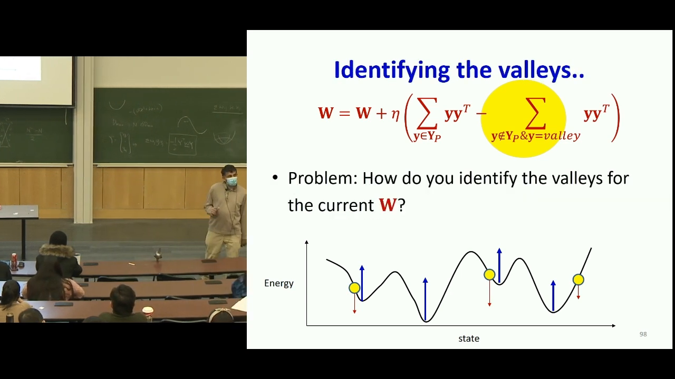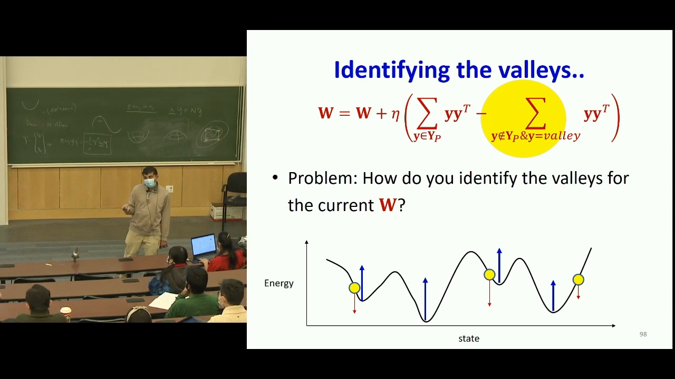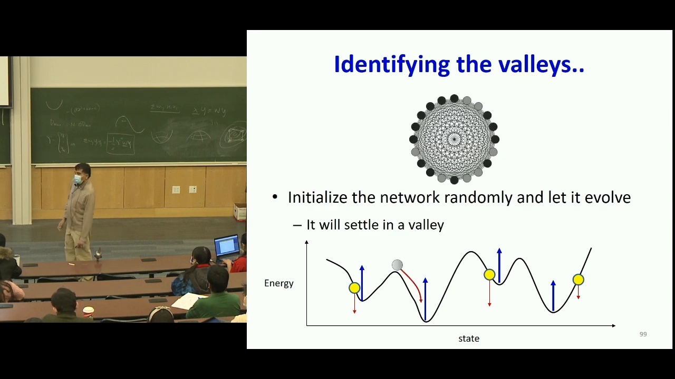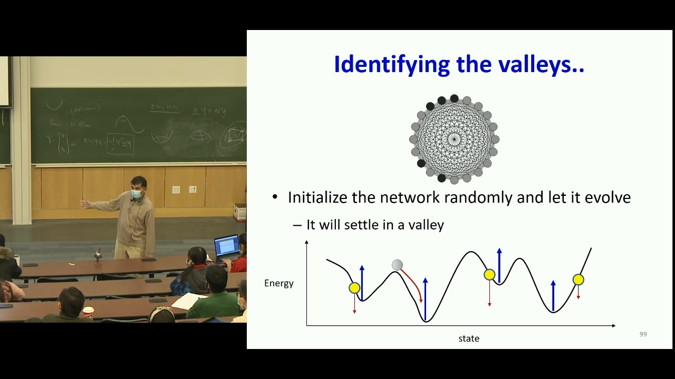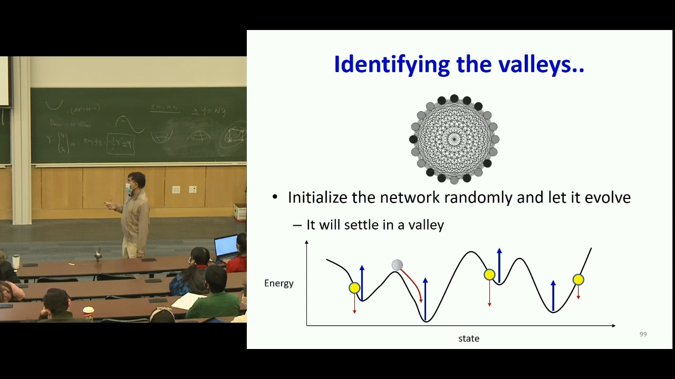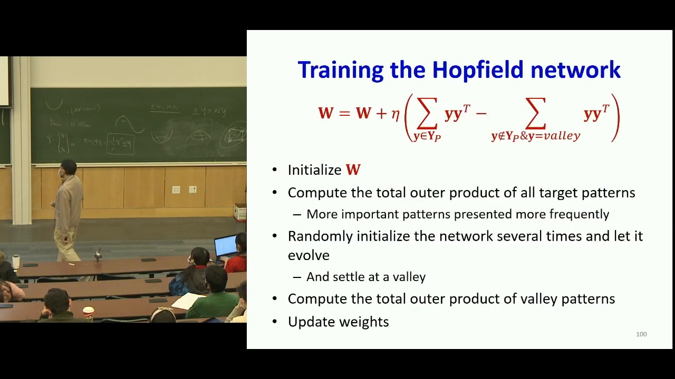And how do you identify these valleys, right? How can we actually identify the valleys? There can be any number of valleys, so it's really hard, right? The way you could do it is just to say, I'm going to randomly initialize the network and let it evolve. Anytime it stops, that's a valley. If it's a pattern that I'm trying to remember, I don't bother. If it's a pattern that I'm not trying to remember, I'm going to add that term into the second correction term, right? But even that is not enough.